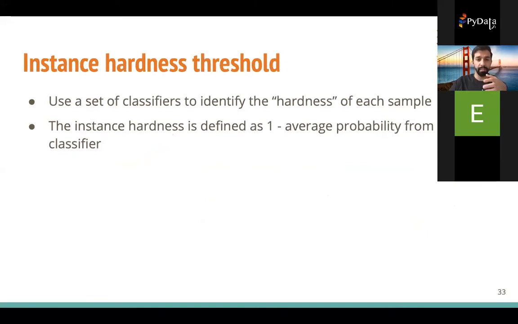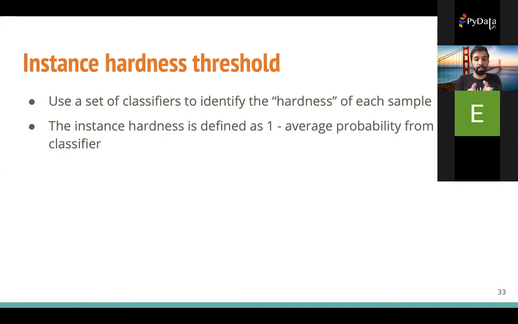Finally, we have the instance hardness threshold. This is different from the rest in that it does not utilize the k nearest neighbors. Instead, it's trying to train a set of classifiers. For example, train logistic regression, SVM, a neural network, KNN, etc. You train different classifiers, and then you try to see the points that are very hard to classify, the points that all of these classifiers make mistakes on.